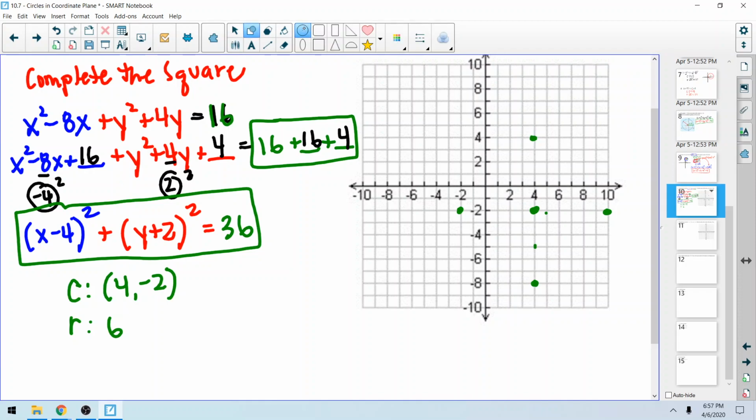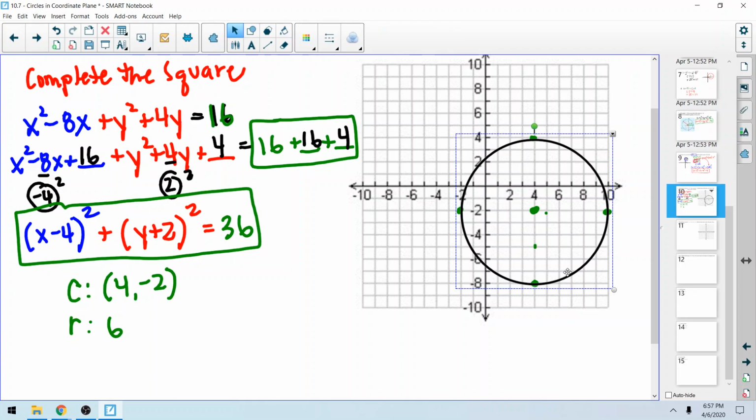Let me see if my circle tool works. I don't know. Oh, look at that. And there's your circle.